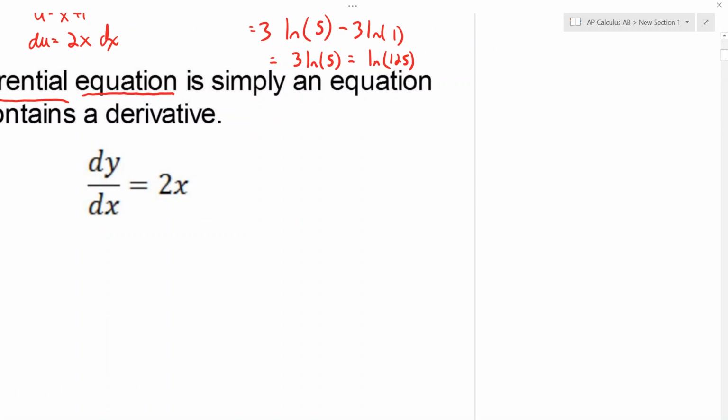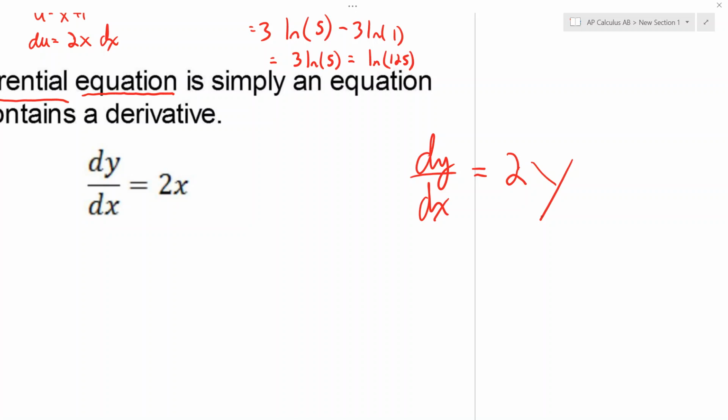And the goal, I'm actually going to work on two separate ones just to show you the difference. So those are two different differential equations. dy/dx equals 2x and dy/dx equals 2y.